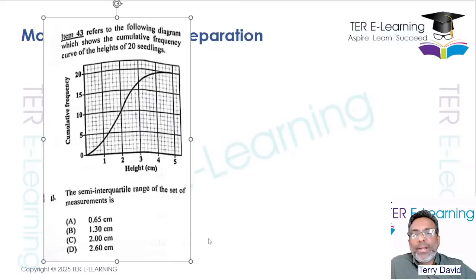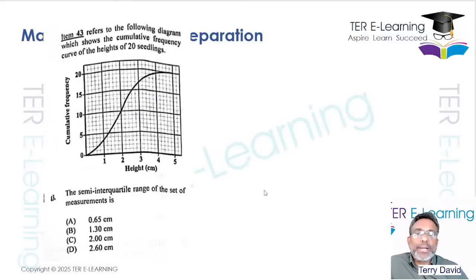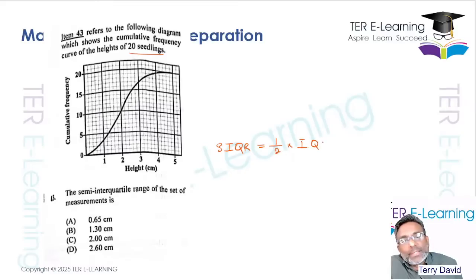All right, so we have a diagram here, and it shows a cumulative frequency curve for 20 seedlings. The semi-interquartile range of the set of measurements is what? So you want the semi-interquartile range. Semi-interquartile range is equal to a half of your interquartile range. Your interquartile range is your upper quartile minus your lower quartile.